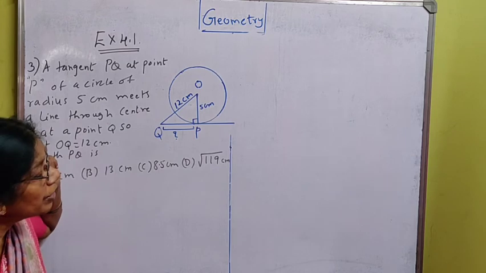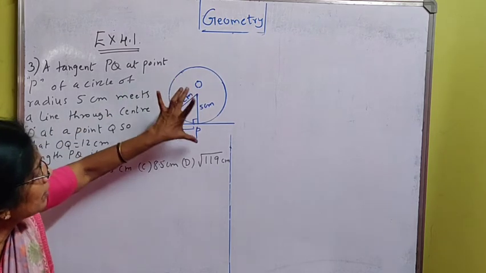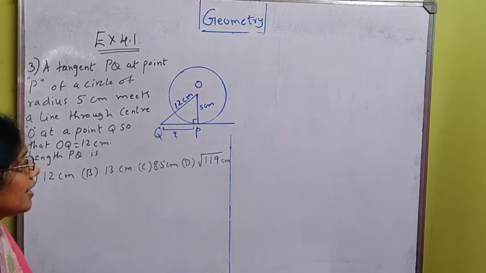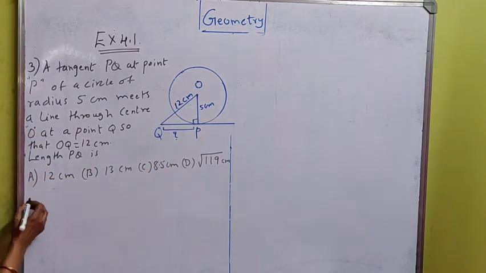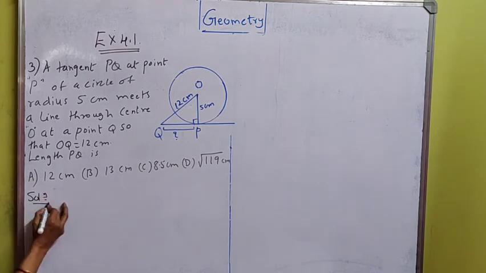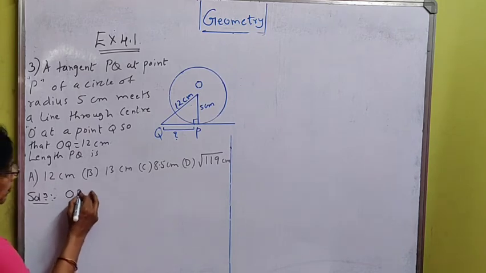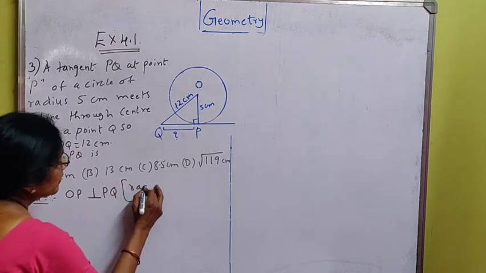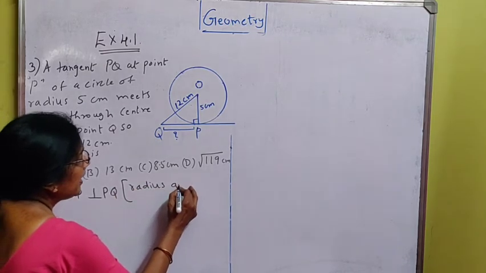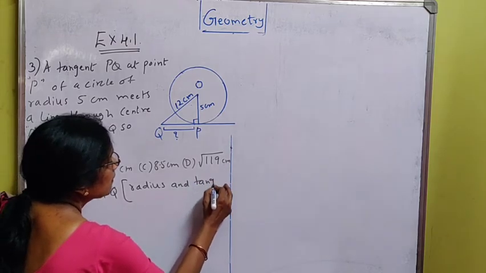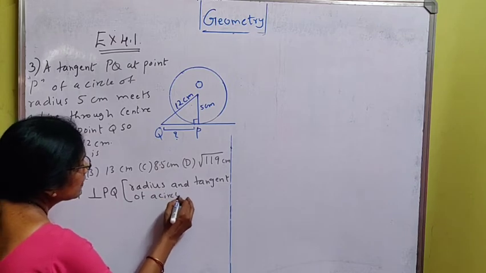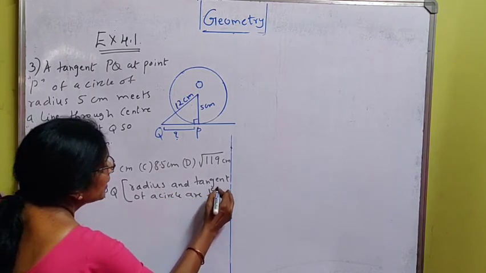So what will happen according to Pythagoras Theorem? OQ square is equal to OP square plus PQ square. So PQ square is equal to OQ square minus OP square. So, the solution. What is the first step? We will show that OP is perpendicular to PQ. The reason should be written: radius and tangent of a circle are perpendicular.